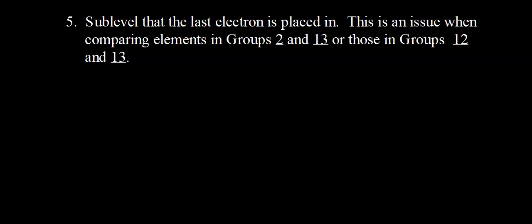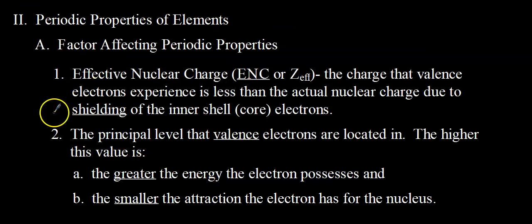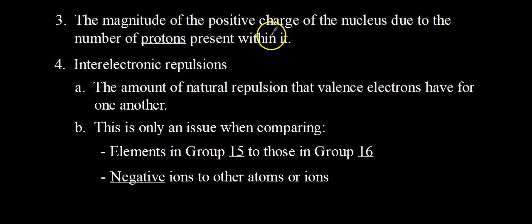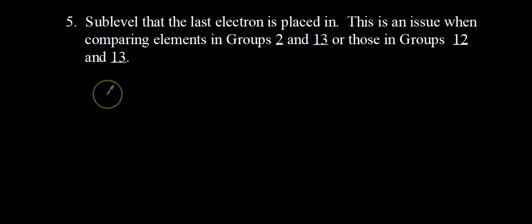So the first three are things we always want to look at, especially here in number 2, the energy level the valence electrons are located in. We also often are going to look at number 3, the magnitude of the charge of the nucleus. And then 4 and 5 are sometimes things to consider. So these are primarily, with the exceptions to the trend, we'll look at inter-electronic repulsions or the sublevel that electrons are being added to or removed from.